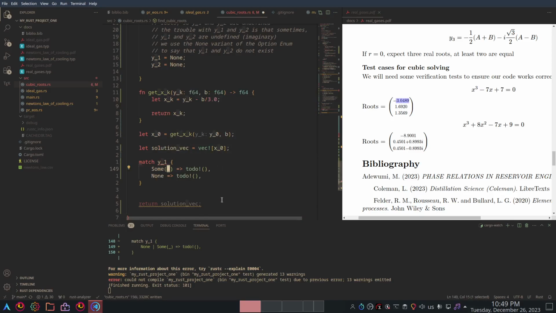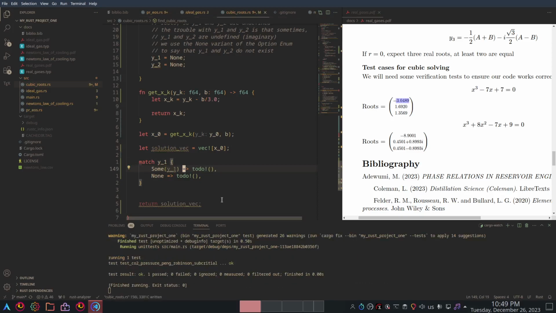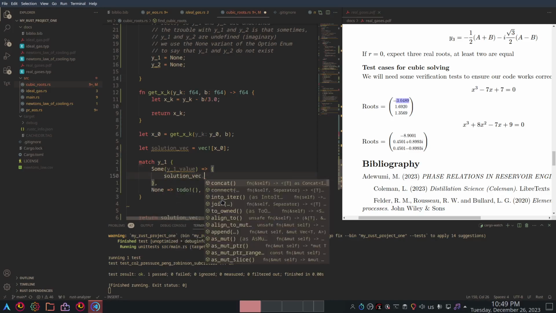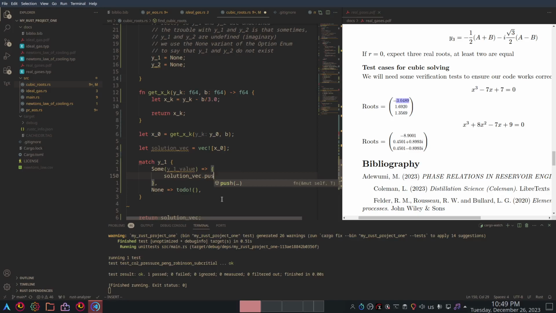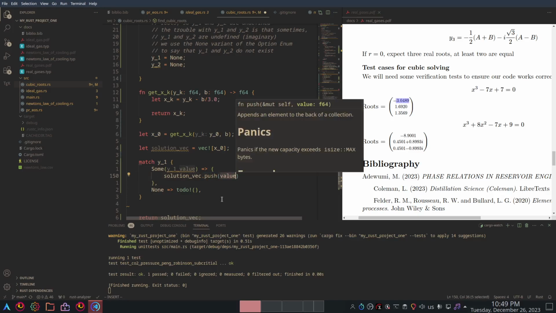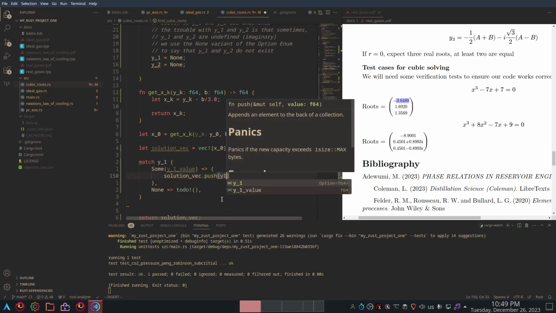So in the case that there is some variant, that means there is a value here. If there is a y1 value, just call this the y1 value. Then we will want to append it to the vector. So what do I do with the solution vector? I want to push a value, and the value is called y1 value.